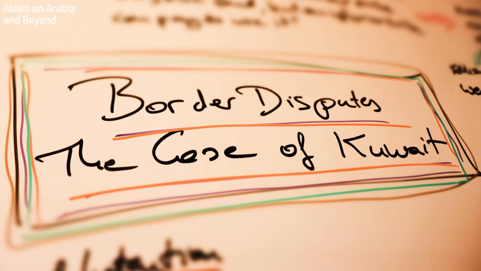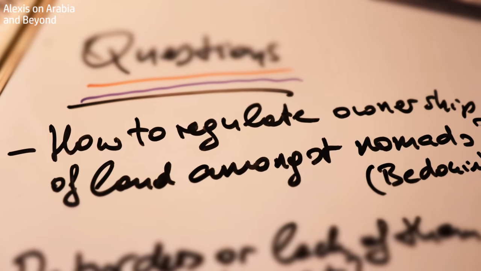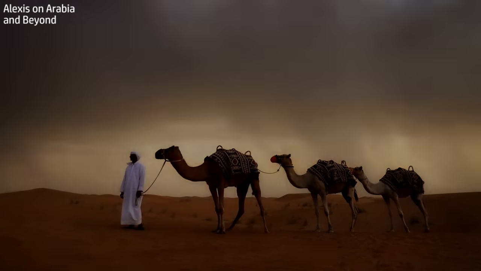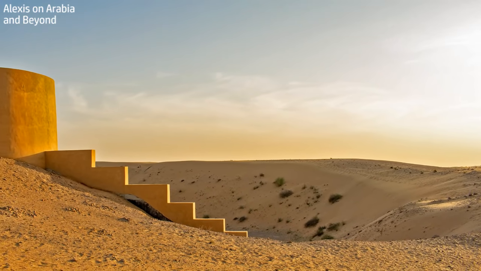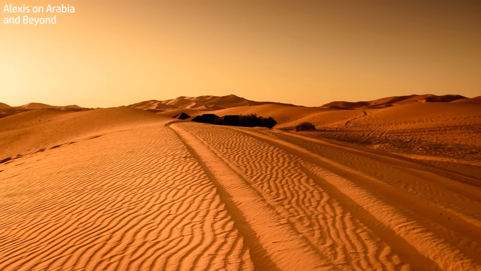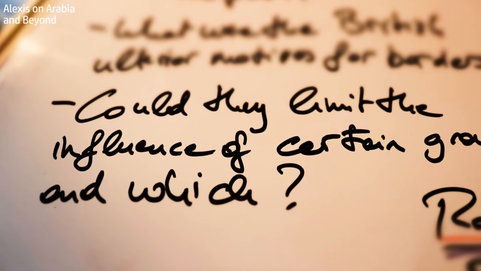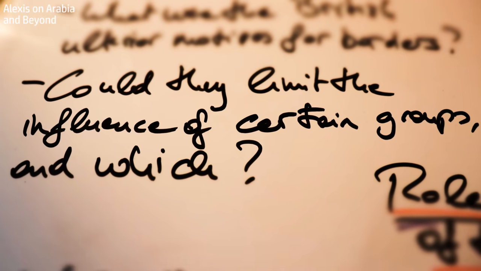This whole discussion about borders raises some very important questions, the first of which is how to regulate ownership of land amongst nomads, in our case Bedouin. Do borders or a lack of them create instability? What kind of borders existed in the Arabian Gulf before the arrival of the British? And what were the British ulterior motives for these borders? Could they limit the influence of certain groups, and which ones, and possibly even other foreign powers?